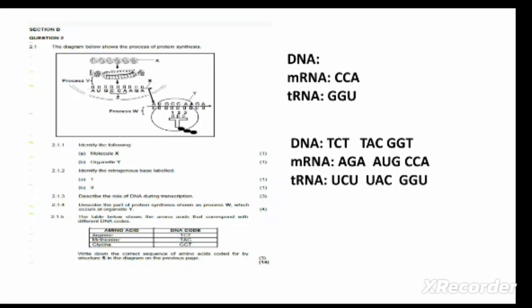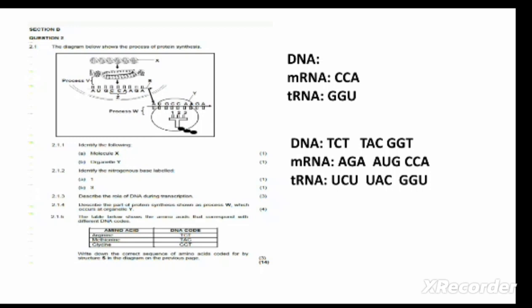It says describe the part of protein synthesis shown as process W, which occurs at organelle Y. That is translation, and it happens in the cytoplasm. According to the codons on the mRNA, tRNA molecules with matching anticodons bring the required amino acids to the ribosome. This is called translation. The amino acids become attached by peptide bonds to form the required protein. Or you can write it this way: each tRNA carries a specific amino acid.